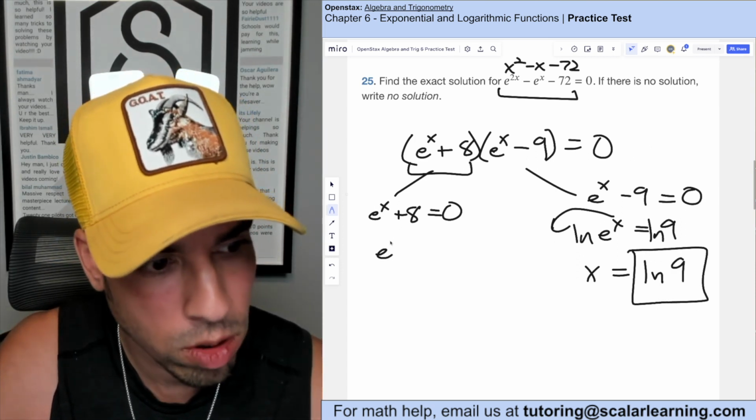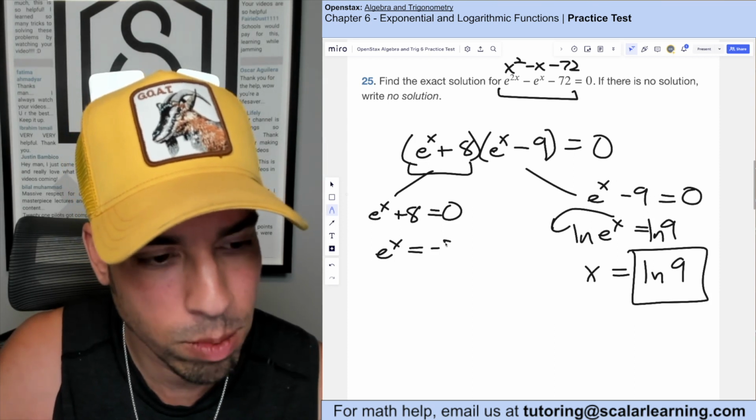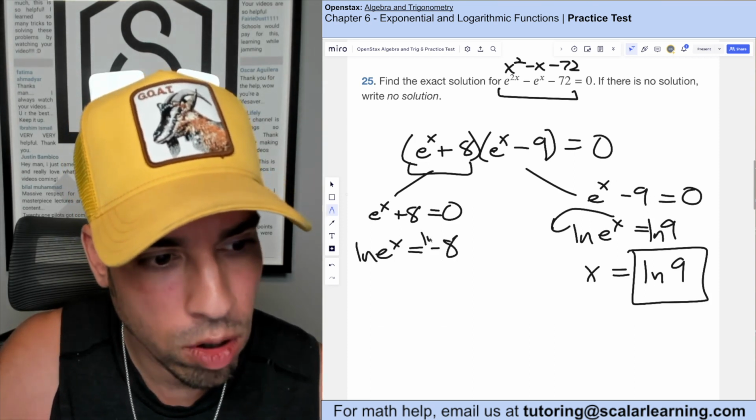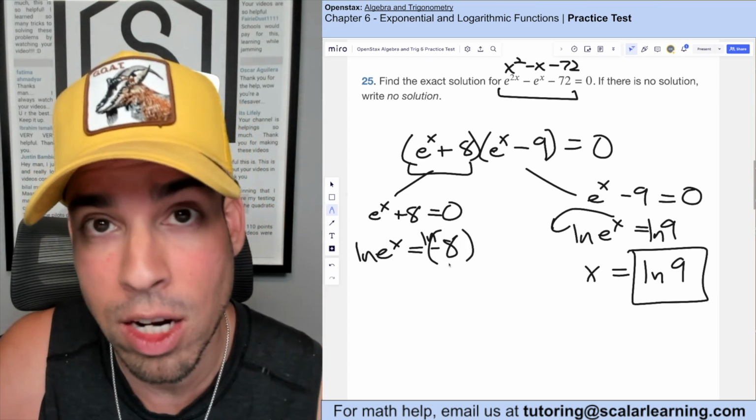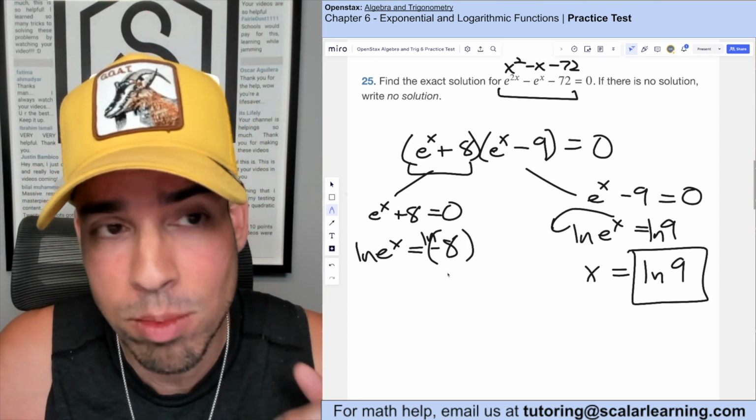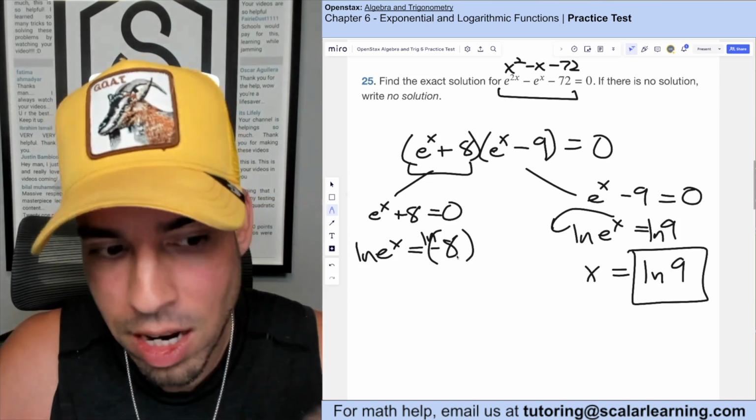Now for this one, we're going to start by subtracting 8 from both sides. Now we would take natural log normally, but because we're taking natural log of a negative, this is not a viable solution. You can't take a log, natural log, or log base 10, of a negative.